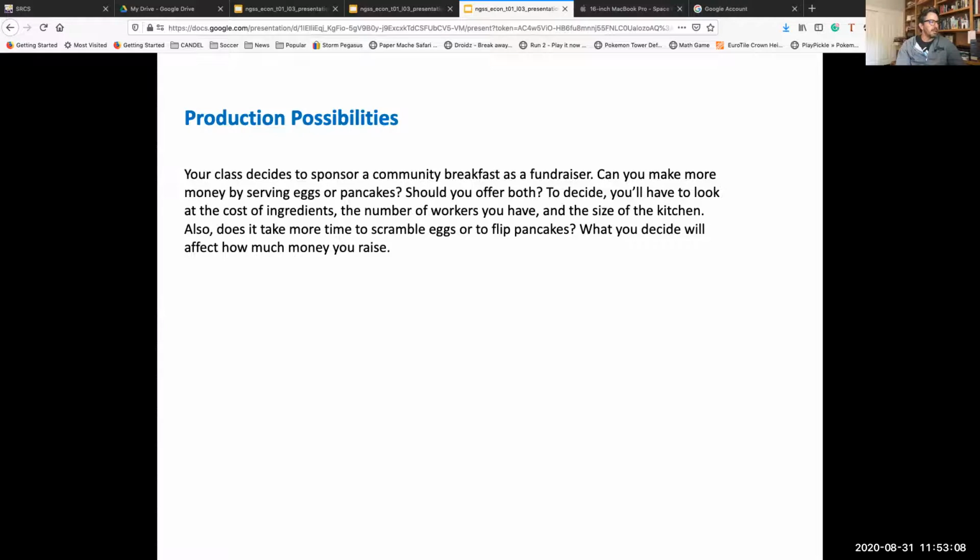The question is, can you sell them for the same price? If you can make 2 pancakes for every egg that you make, I think you could definitely sell 2 pancakes for the price of 1 egg. And you could probably make even more pancakes at the same time, depending on the size of the griddle. Cost, pancakes are definitely going to be cheaper, in terms of ingredients.